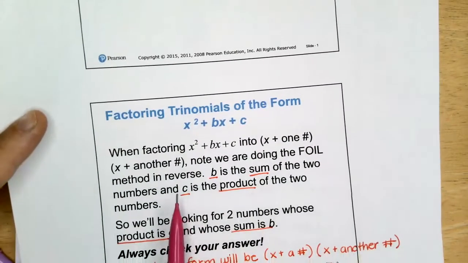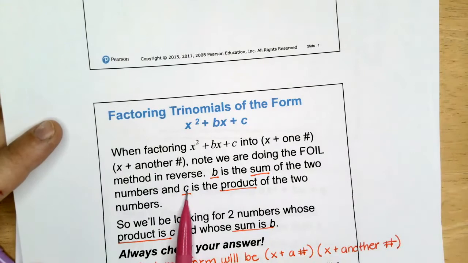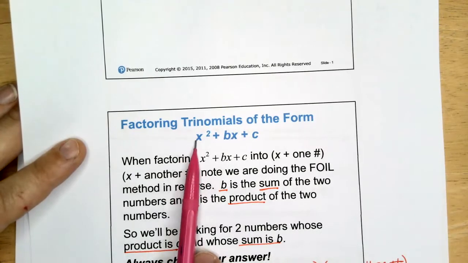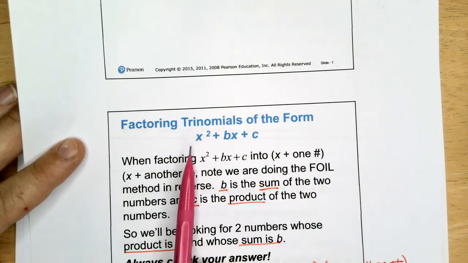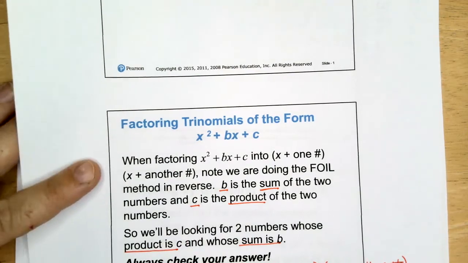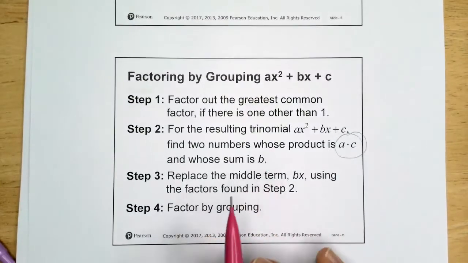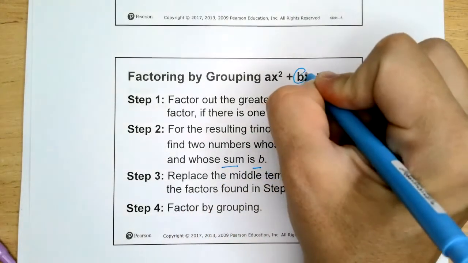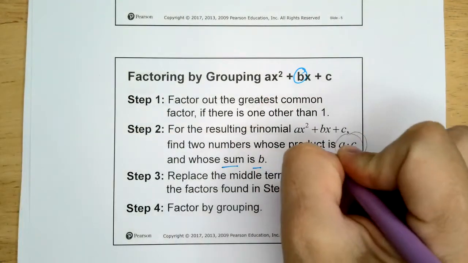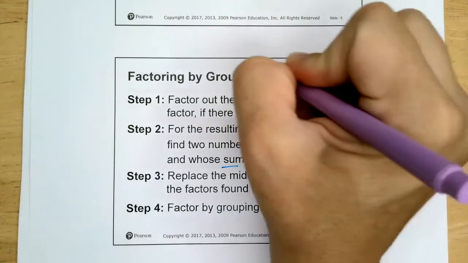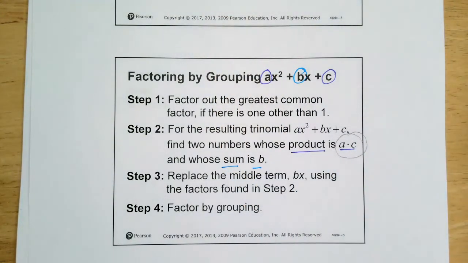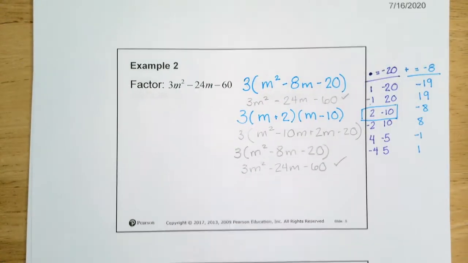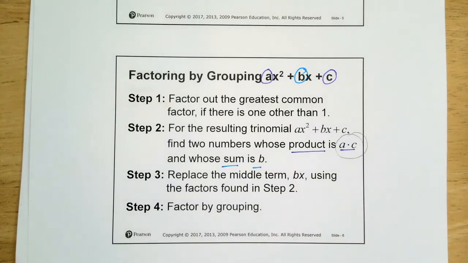C, so for the ones we've been practicing, C is the product. But now, because we might have a number in front of the first x squared, we're going to say C and A is the product. That is the difference. But the sum is still B, all right? The sum is still B, but the product is now this one times this one, okay? One extra step. Then we'll put those into the middle, and then we'll factor by grouping.